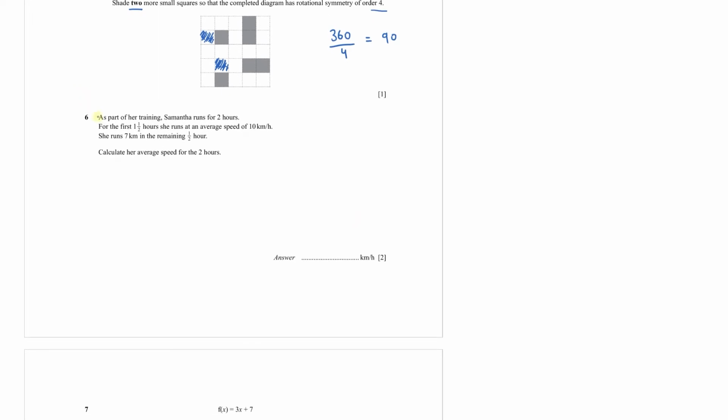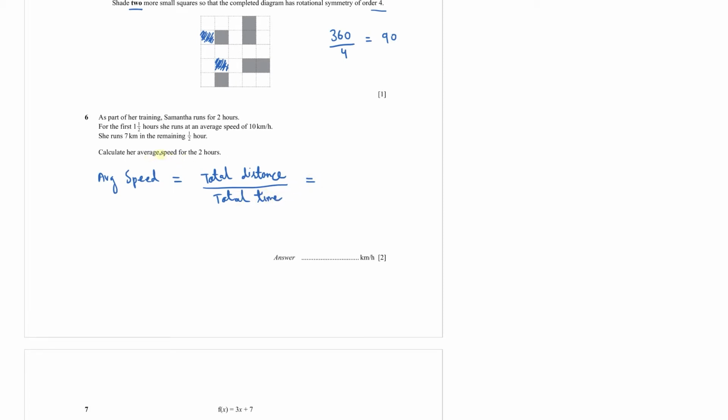Question number 6 is, as part of her training, Samantha runs for 2 hours. The first 1.5 hours, she runs at an average speed of 10 kilometers per hour, and then she runs 7 kilometers in the remaining half an hour. Calculate her average speed for 2 hours. So average speed is equal to total distance divided by total time.